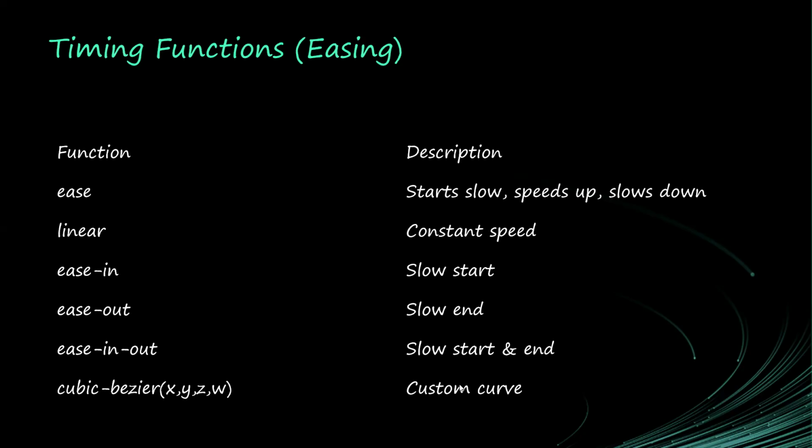If you want me to repeat this, or show you where the error was coming from, drop it in the WhatsApp group so that we can do it. So these are the common timing functions you can use. We have ease, we have linear, we have easing. They're just too much.